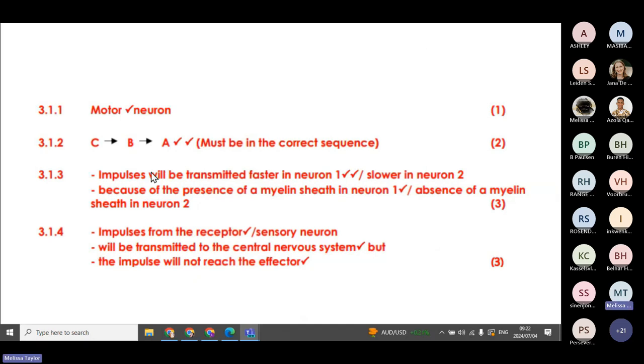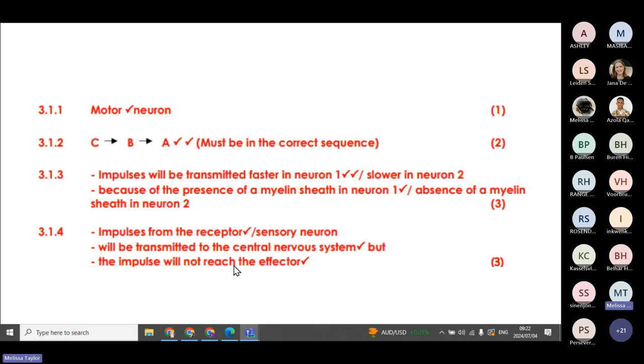Okay, so here we see this one's answer. They wanted 2 marks for the impulse will be faster in neuron one, or you could have said slower in neuron two, and the reason. And for this one, the impulse from the receptor, or from the sensory neuron, is still going to travel to the central nervous system.